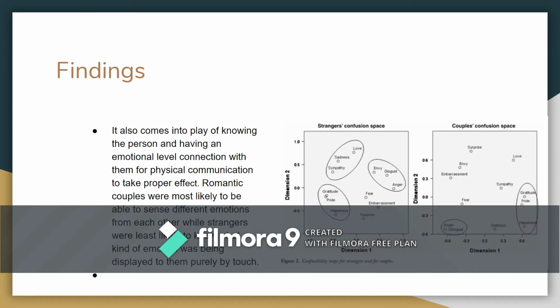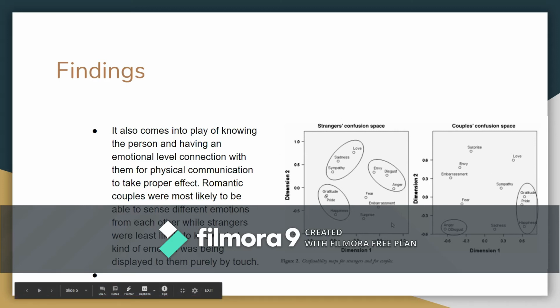So the findings inside of the article also come into play of knowing the person and having an emotional level connection with them for physical communication to take proper effect. Like previously stated, romantic couples were most likely to be able to sense different emotions from each other, while strangers were least likely to know what kind of emotion was being displayed to them purely by touch.